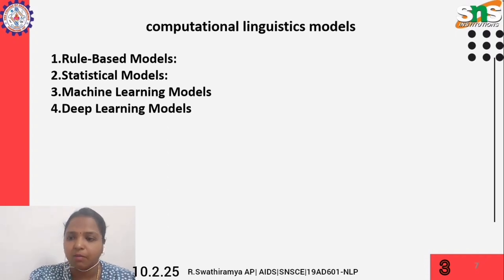Usually NLP combines all these technologies, these 3-4 models, and these technologies enable the computer to process human language in the form of text or voice data and to understand its full meaning and its content.